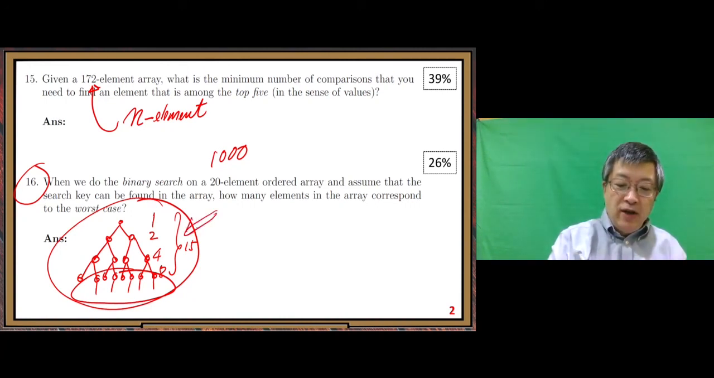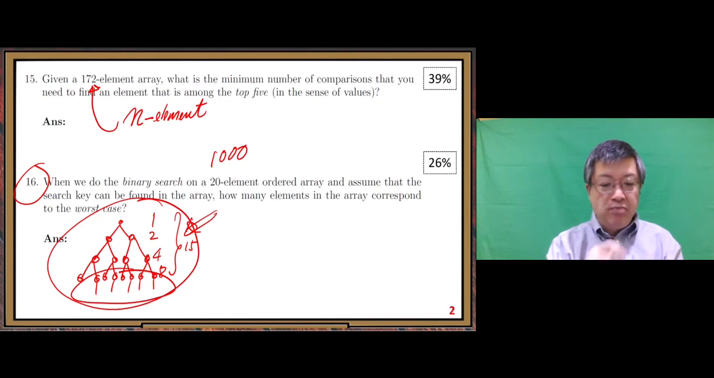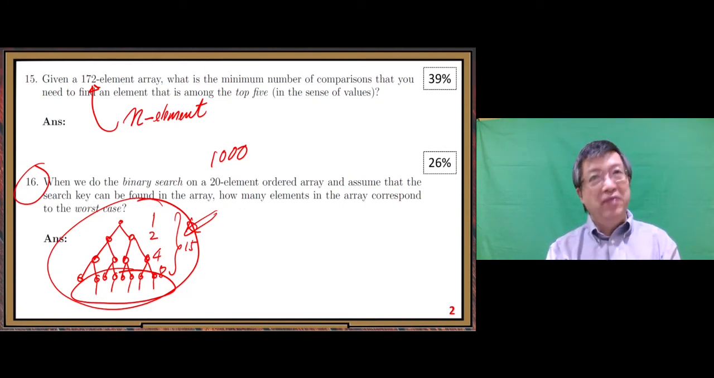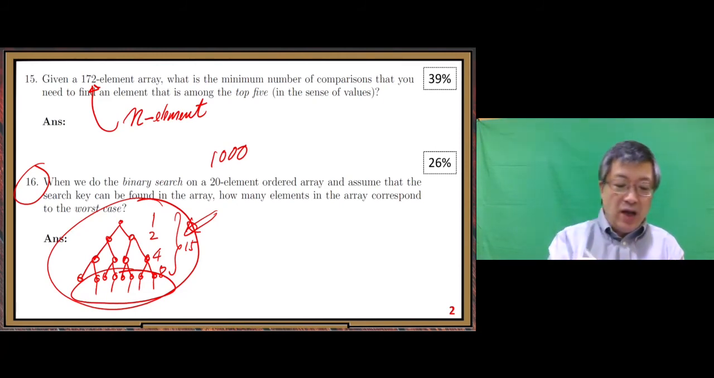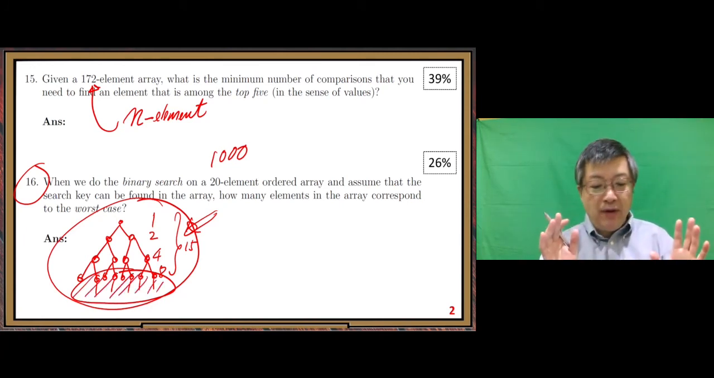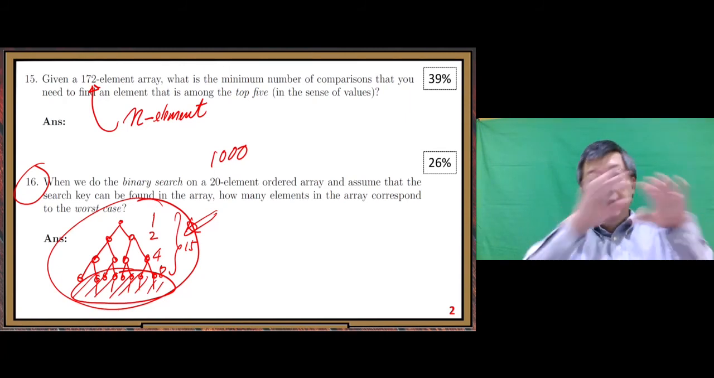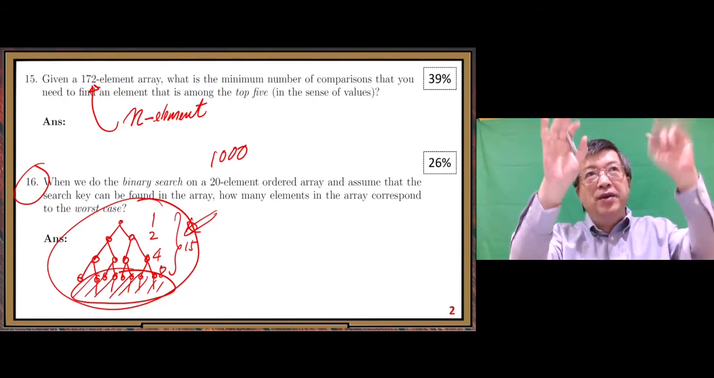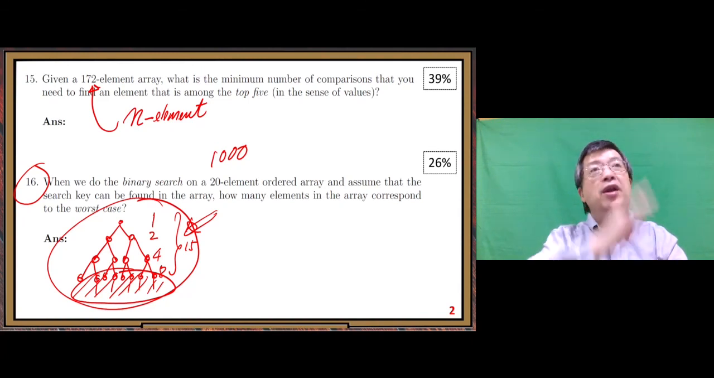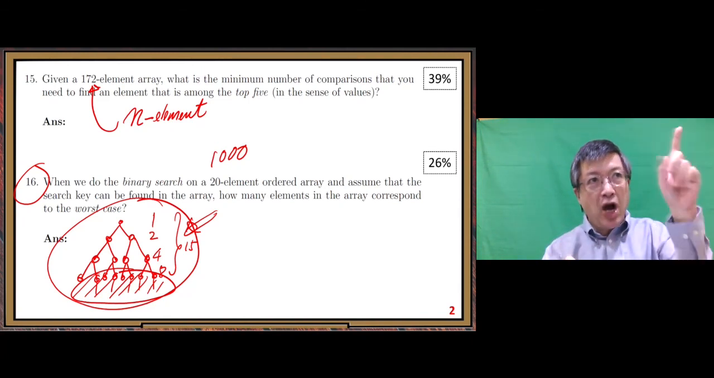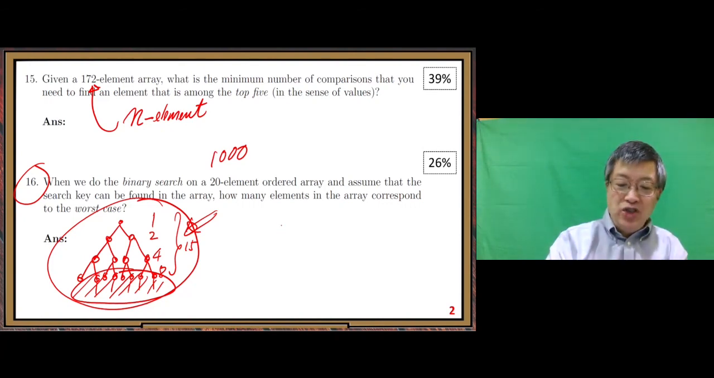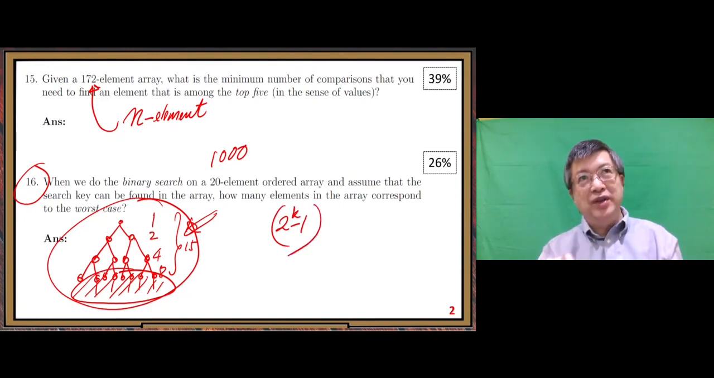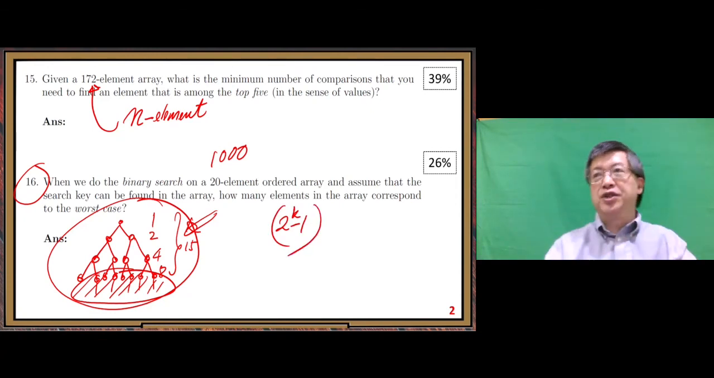Based on our observation of this binary tree, can you see something special? If we do not look at the bottom level, then the remaining part is a complete binary tree, right? How many nodes in a complete binary tree? One shy of a power of 2. That's the number of nodes for a complete binary tree. That number is important for us.